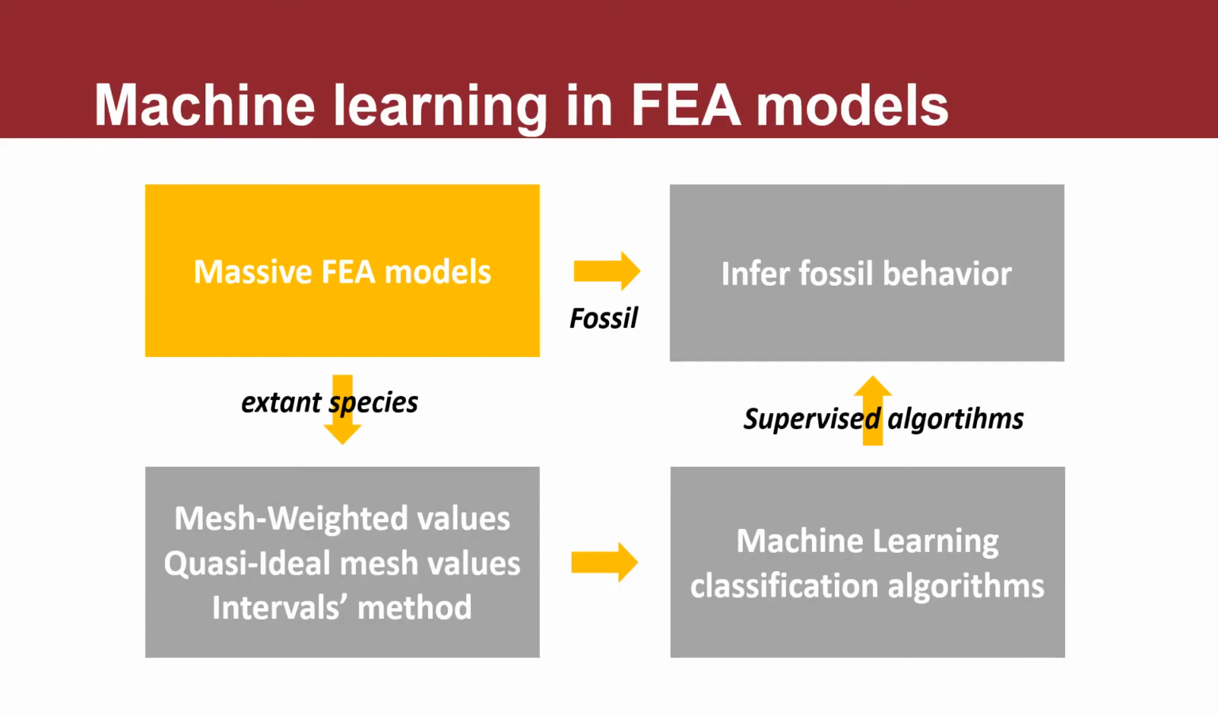We use machine learning in a massive set of FEA models. First, we obtain quantitative values from the previously described methods in extant species. Then, we use machine learning to classify the species in their ecological behaviors according to the FEA results we have. Finally, we use the algorithms to include in our set the fossil models, so we can infer the ecological trait of the fossil model according to the FEA model results.